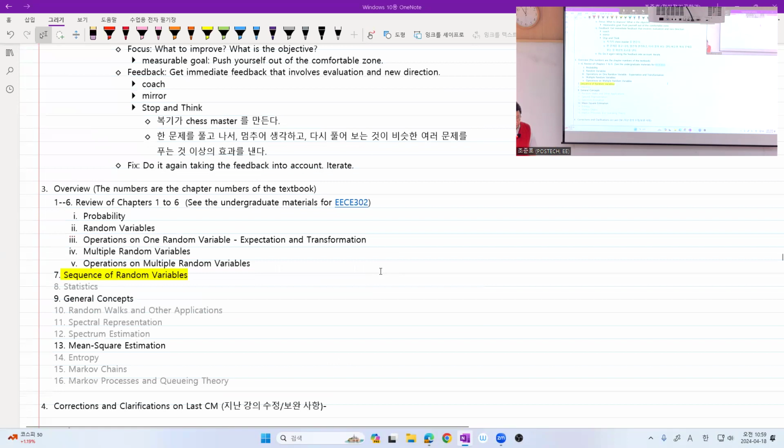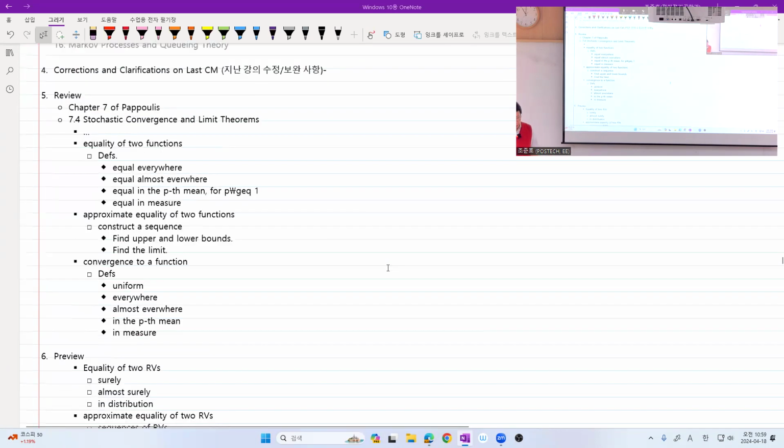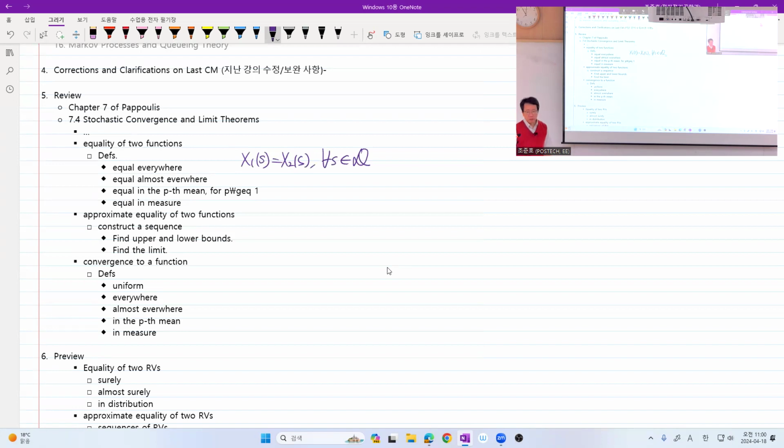Let's overview what we've done for this chapter 7, entitled Sequences of Random Variables. Especially in the last class meeting, we studied the equality of two functions and approximate equality of two functions by using a sequence of functions. First, we defined equal everywhere. What does that mean? For every s in the common domain, the function values are the same, then we call the functions equal everywhere.